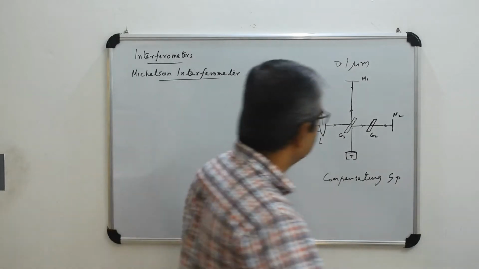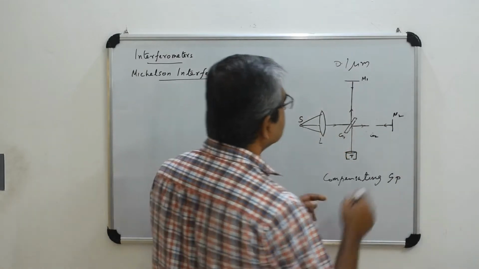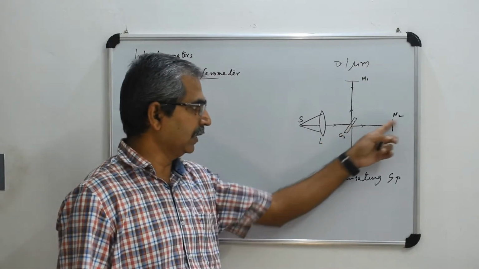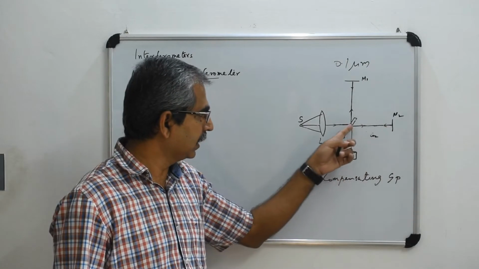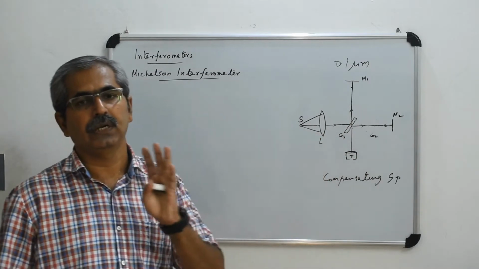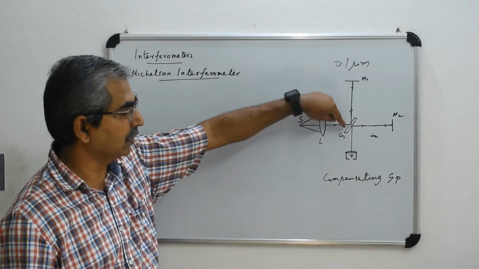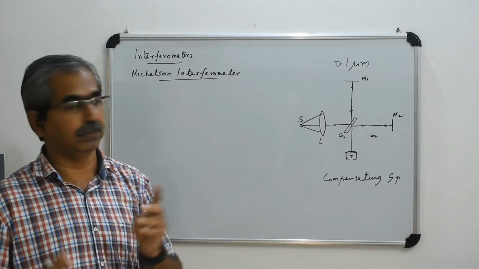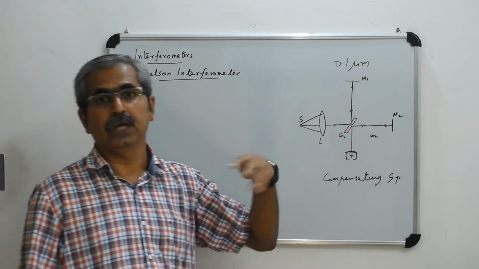Now suppose G2 is not there. What will happen? The light that is going towards M2 simply goes through air only, then it returns and is reflected from the back surface of G1 itself. So it does not have to pass through the glass plate, whereas the light going to M1 passes through the glass plate twice. That makes a huge difference in the path difference, because glass is a denser medium. So the path difference between these two rays will be much larger.